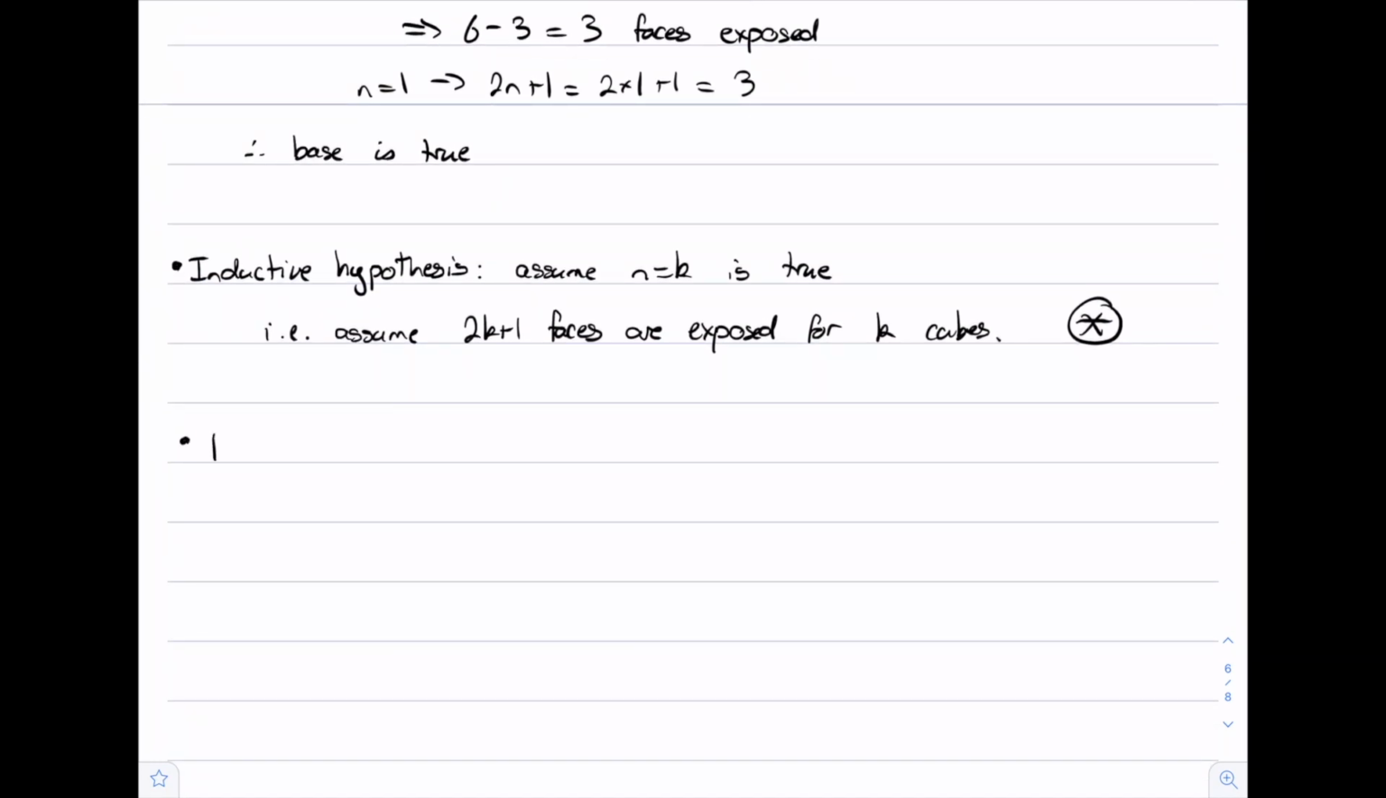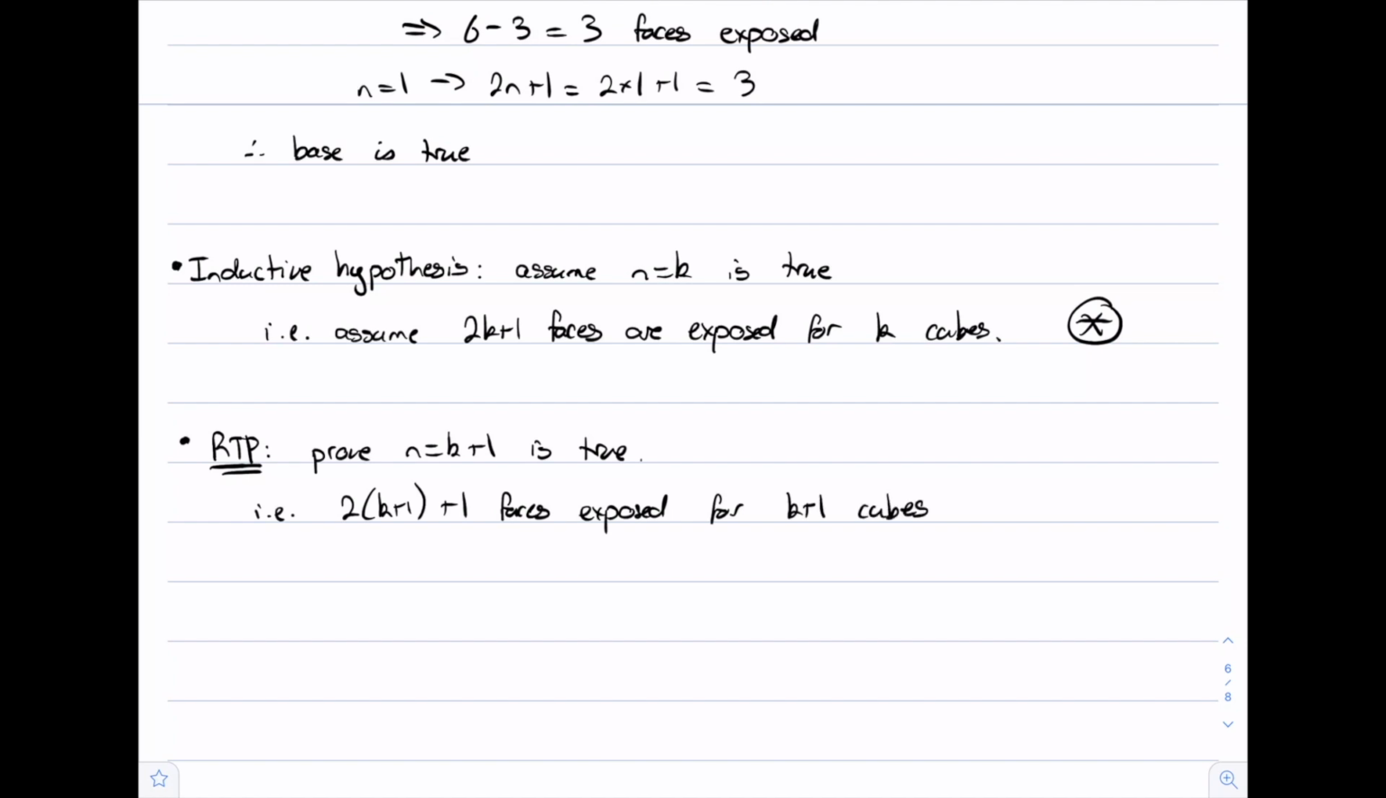Now, what are we actually required to prove within the process? Well, we want to prove that n equals k plus 1 is true. So what does that mean? That means that we want to prove that there are 2k plus 1 faces exposed for, not for n equals, for k plus 1 cubes. Okay, so this is what we want to prove. Now, we haven't even done anything. We've just stated what we want to prove, and we've just stated our hypothesis as well. Okay, so now let's start off our proof.